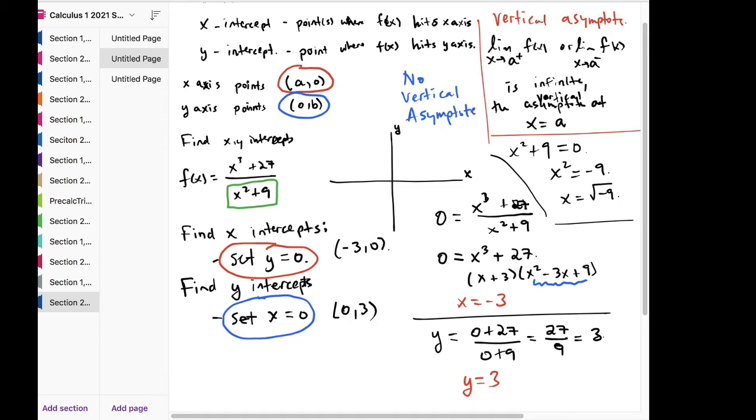So the question is, if there is a vertical asymptote, where might it be? Or where must it be? It must be where the denominator is 0, if it exists. However, the denominator is never 0. So that means it cannot exist. Is that okay? Okay, good.